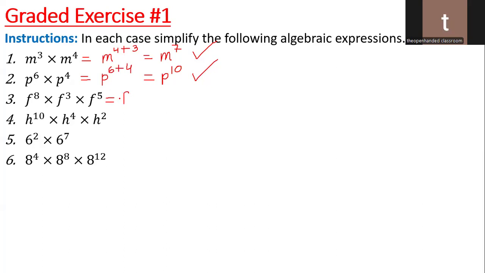Okay, so now we have f to the power of 8 plus 3 plus 5. So it's going to be equal to what? F to the power of 8 plus 3 plus 5 is what? 16. Say it again. 16. Very good, 16. Did anyone else get f to the power of 16? Let me know if you got f to the power of 16. Yes. Samantha. Good.